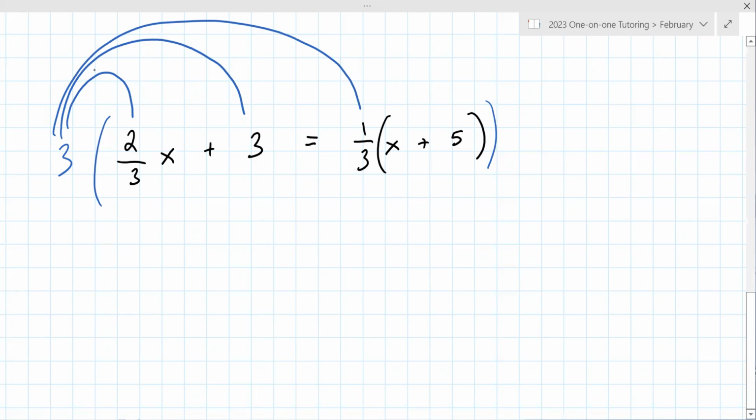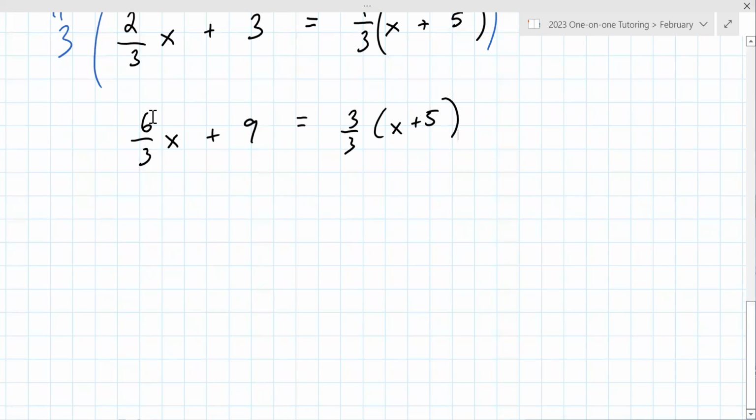So give me your next line whenever you got it down. Okay, I got 6 over 3 x plus 9 equals 3 over 3 x plus 5. Something like that. Okay, now you got to reduce the fractions. It becomes 2x plus 9 equals, what does this become? 1. Okay. Now what do you do? What's next from here?